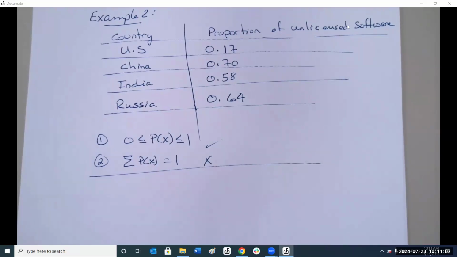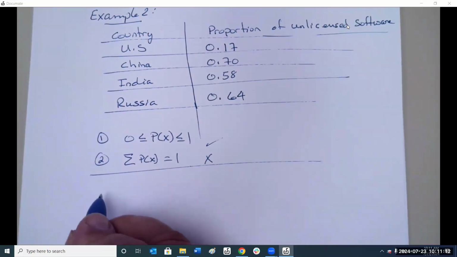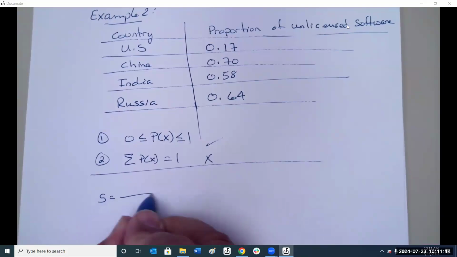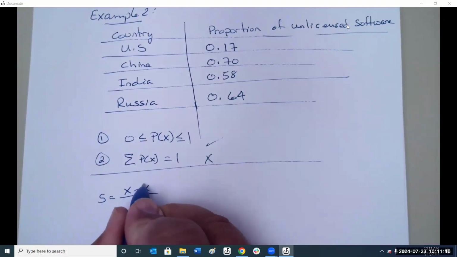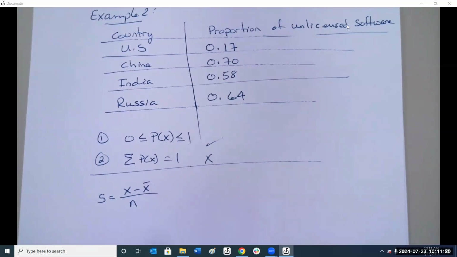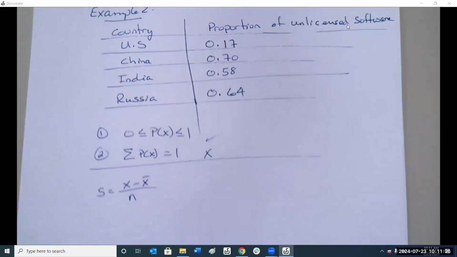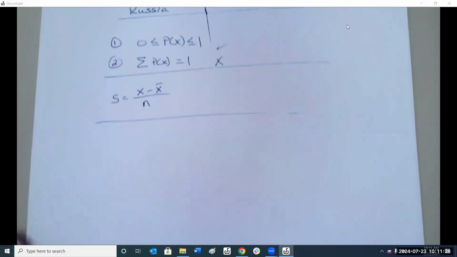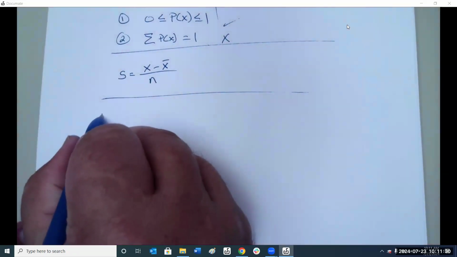Remember last chapter, we dealt with the formula for the deviation, which was x minus x bar over n. So let's look at how these are going to work. Here's our first formula.